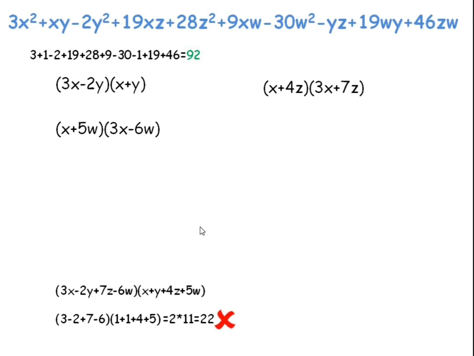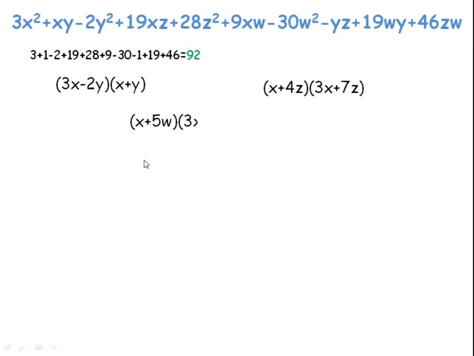So what are we going to do? We are going to try to change this value and try it once again. So we are going to change it. We are going to take the 3 out and we are going to include the 3 in this one: 3x plus 15 into 7x minus 2w.